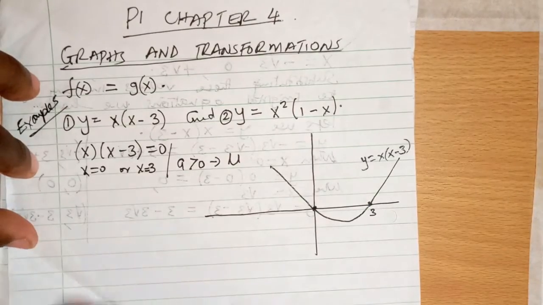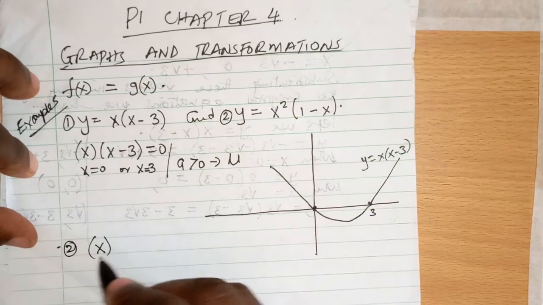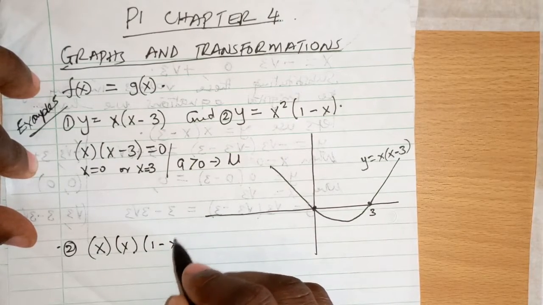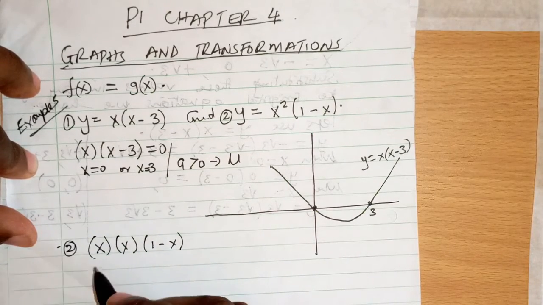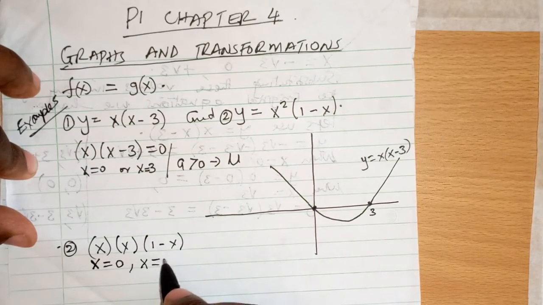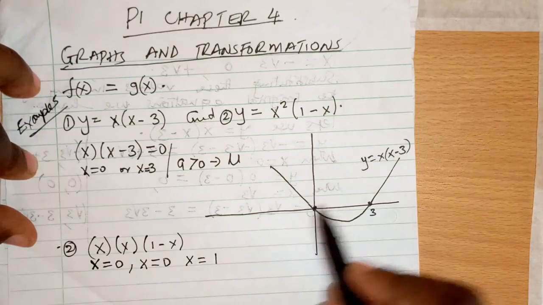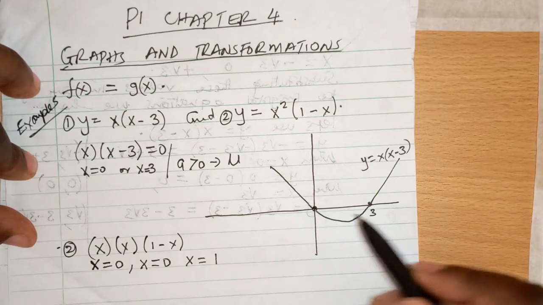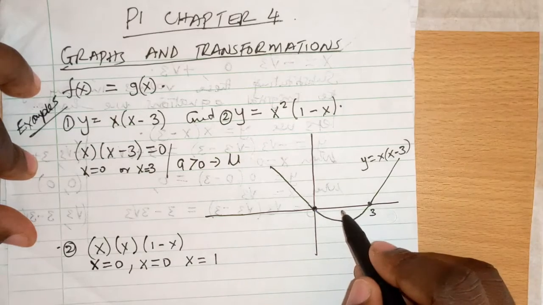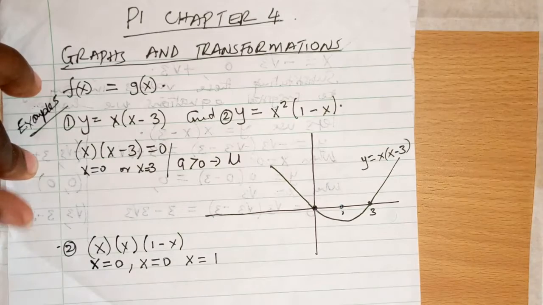The second graph, which is now graph 2, is x squared times (1 − x). We can easily see that the critical values are x = 0, repeated, and x = 1. So you can see this cubic graph touches the origin and leaves, so that's why 0 is repeated, and at x = 1 it passes through.